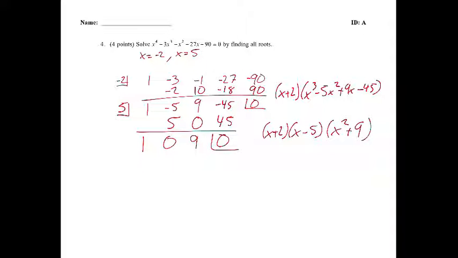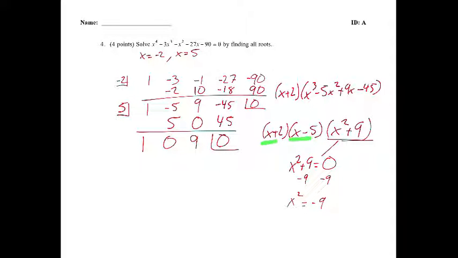Now we've already found our two roots from the first group and the second group, but now we've got to figure out the roots from this third group, x squared plus 9. Now remember, to figure out roots, if you have the factors, you set those factors equal to 0. So we've got x squared plus 9 equals 0. Going through and solving, we've got to subtract 9 from both sides. We get x squared equals -9.